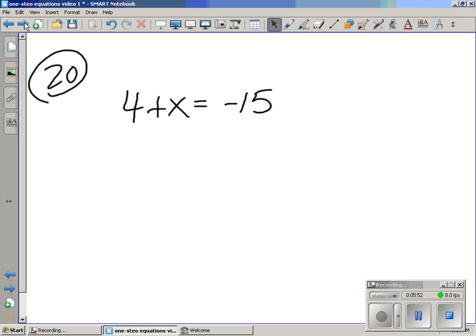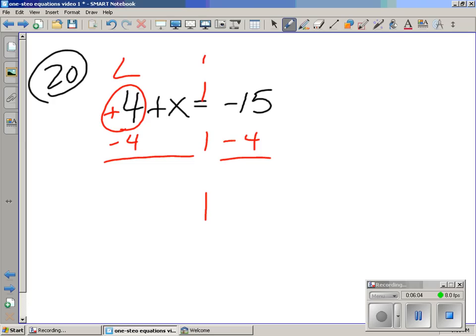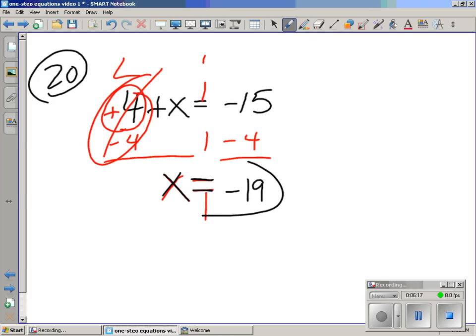And the final problem. The x is on the left side of the equal sign. The problem number is the 4. It's a positive 4, so the inverse operation is subtraction. Whatever you do to one side, you have to do to the other to maintain equality. We have a 0 pair, so all that we're really left with on the left side is an x. And then on the right side, negative 15 minus 4 is negative 19, so x equals negative 19.